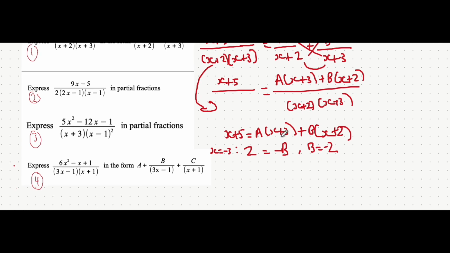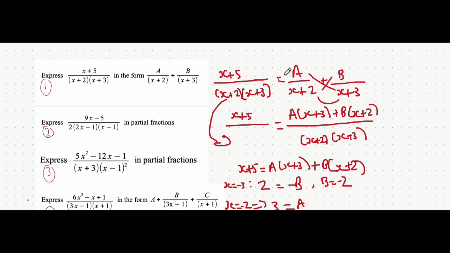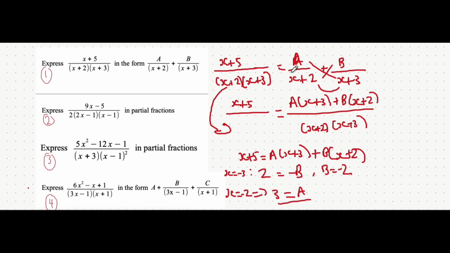Let's do the same, but this time replace x with minus 2 to cancel out the b term. So when you substitute in x equals minus 2 into this equation, minus 2 plus 5 is positive 3, which is equal to, well, minus 2 plus 3 is positive 1a. So that's it. A equals 3, because when you put x equals minus 2 into this second term, minus 2 plus 2 is 0, so that cancels out. Now that we've got a is 3 and b is minus 2, we can say that this whole expression can be represented as 3 over x plus 2, and instead of plus b, you can say minus b, which is 2 over x plus 3. And that's your final answer.